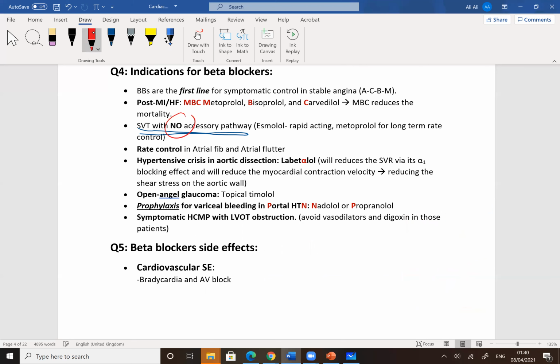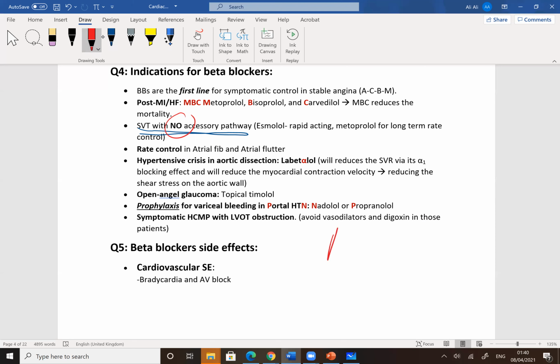That is why it is contraindicated to give AV nodal blocking agents in patients with SVT with accessory pathway. One classic example is WPW, Wolff-Parkinson-White syndrome. Those people have an accessory pathway. If they have atrial fibrillation, people with WPW, you don't want to give them AV nodal blocking agents, because you will make all impulses be transmitted through the accessory pathway.